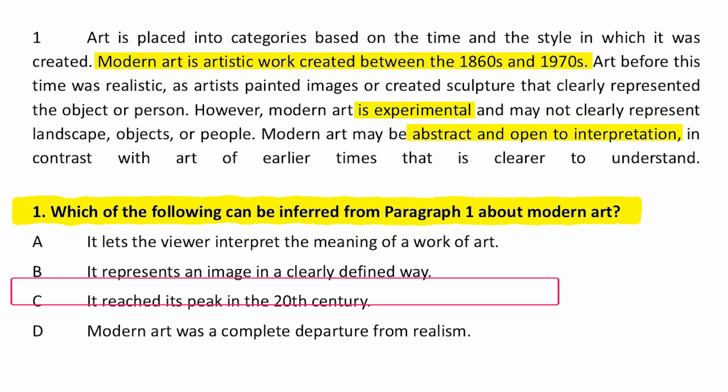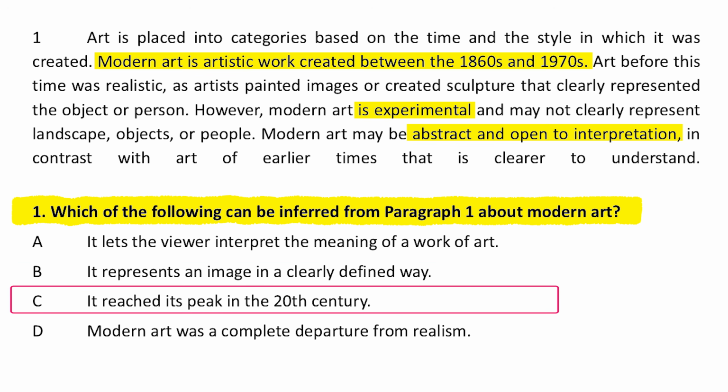Let's move on to C. It reached its peak in the 20th century. This is also incorrect. While the paragraph tells us when modern art was created, between the 1860s and 1970s, it doesn't say anything about when or whether it reached its peak. That's the kind of detail we'd need extra context for, so we can't infer this just from the paragraph.